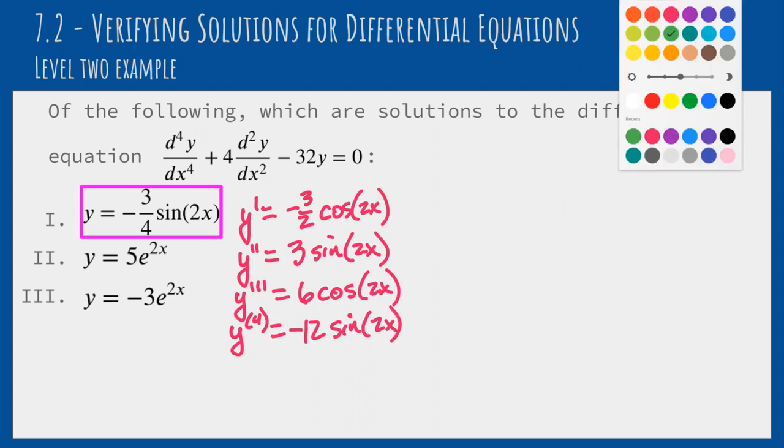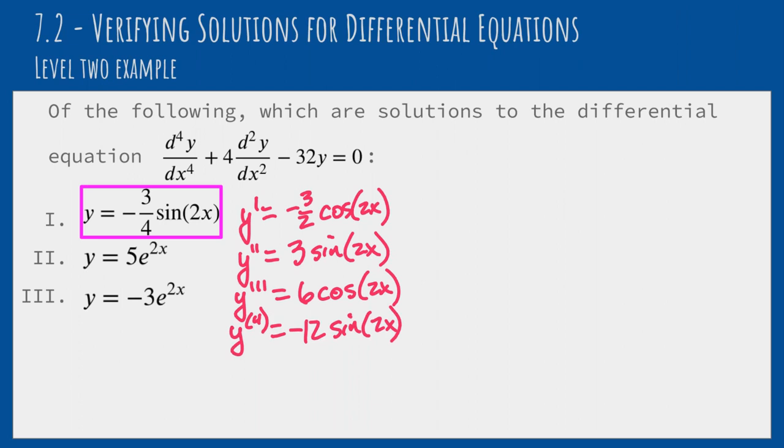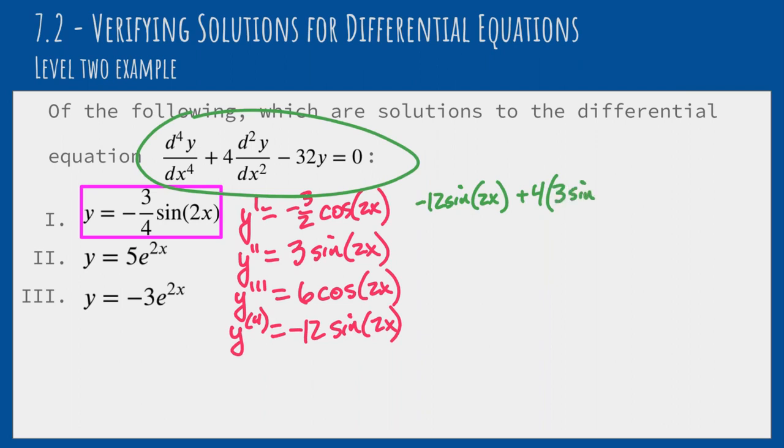So now we're going to take what we have here and plug it into the differential equation. So the fourth derivative is the negative 12 sine of 2x. And we have plus 4 times the second derivative, which is 3 sine of 2x. And then minus 32y, and y is the negative 3/4 sine of 2x. And if this is a solution, this should all equal 0.